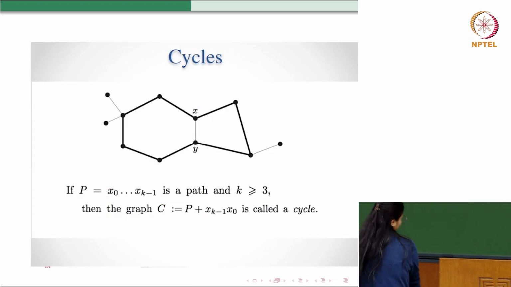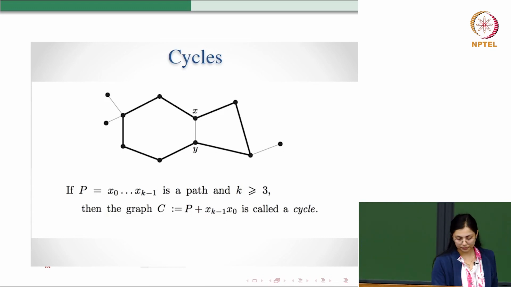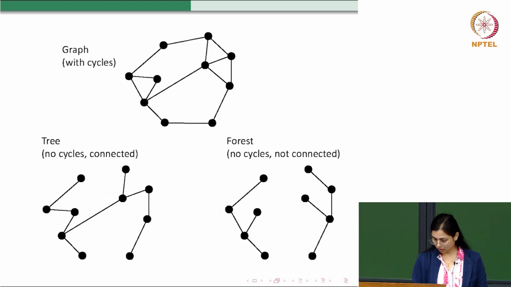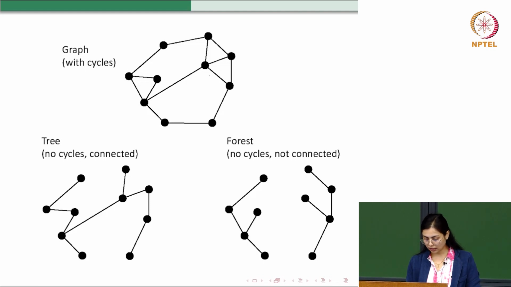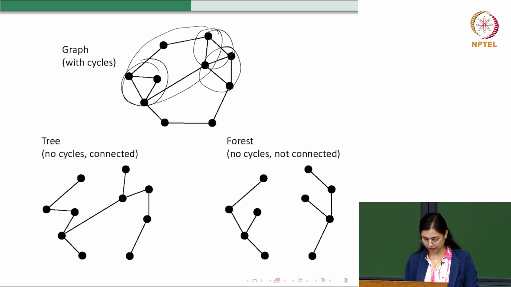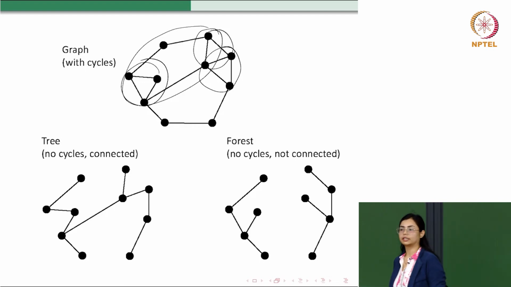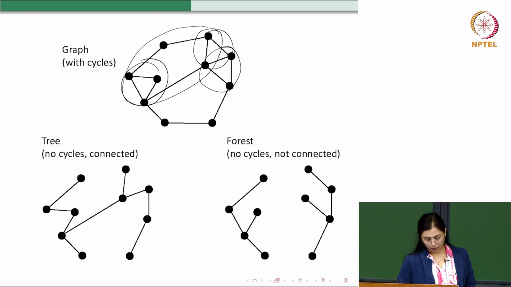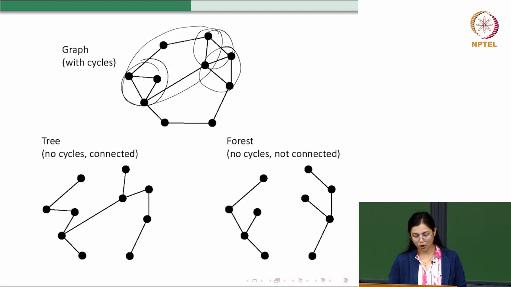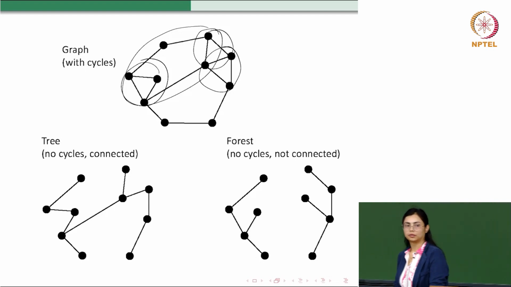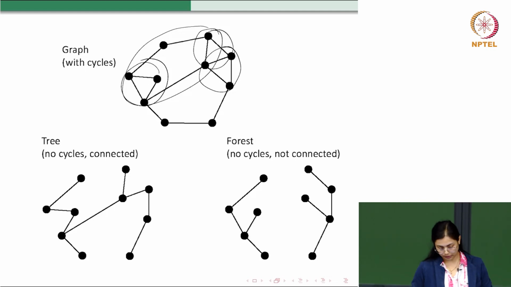Okay, so now let's talk about this. It's a graph with some cycles. So this is one cycle, right? This is another cycle, this is another cycle, and this whole thing is another cycle, right? A tree is where all nodes are connected somehow, but there is no cycle. And a forest means a collection of trees.